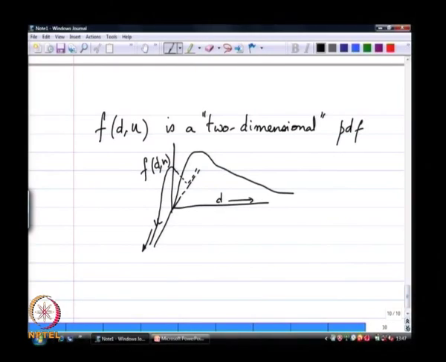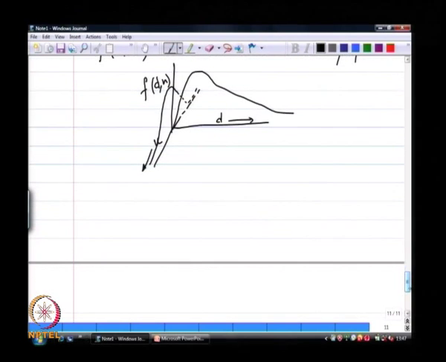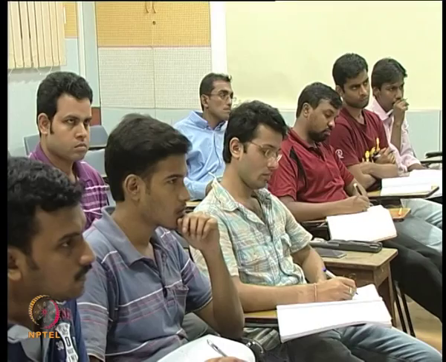Now, again by doing this I only made the problem more unwieldy. So, I am better off going back to my moments. So, I want to see if I can define some moments of this 2D distribution in the context of diameter D being diameter and U being velocity.